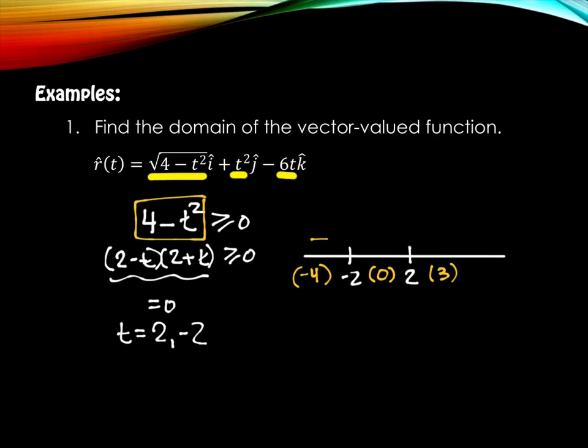If I put 0 in, I get a positive. And if I put 3 in, I get a negative. Which values are the ones that I want or am allowed to have? The positive values. So this piece right here is the part that answers the question greater than or equal to 0. So what that tells me is that my domain is exactly negative 2 to 2.